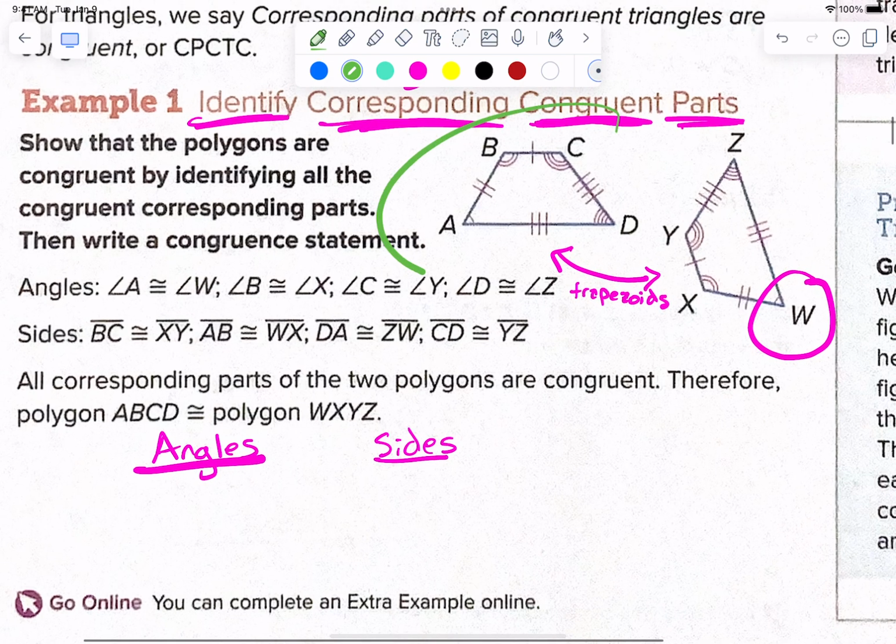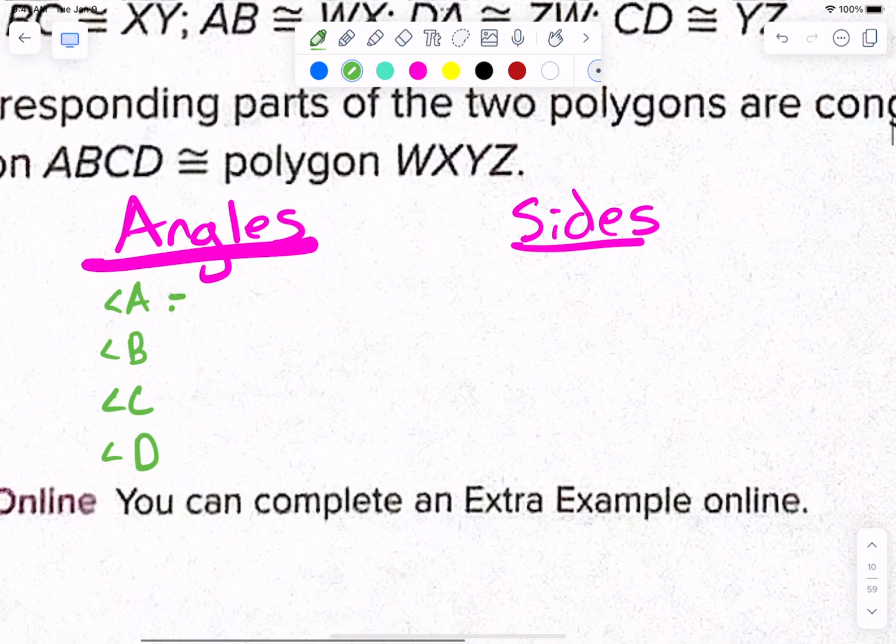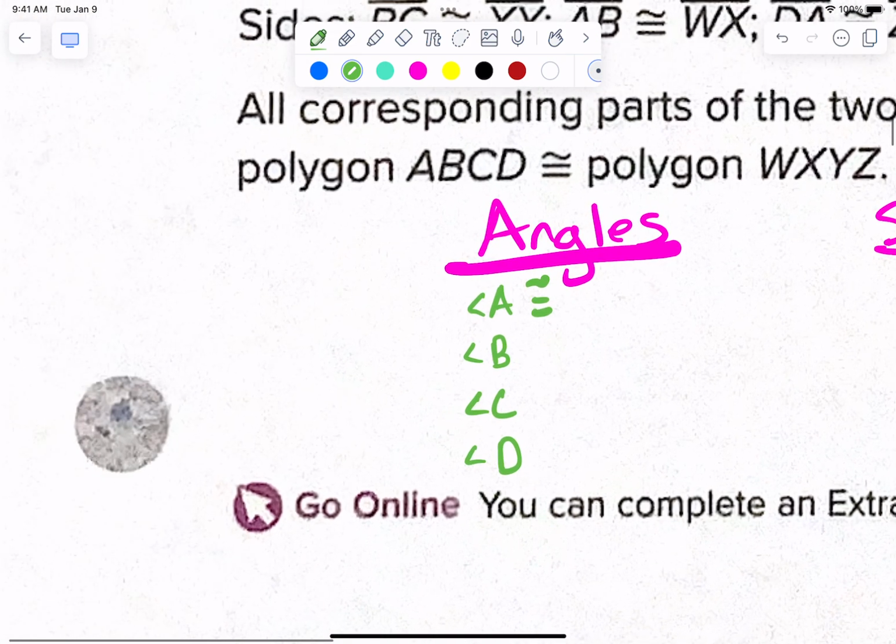So I start with one object. Let's start with these guys over here. What are the names of their angles? Angle A, angle B, angle C, angle D. This is how we're identifying them. And my symbol for congruent, by the way, is an equal sign with a little squiggle over top of it.